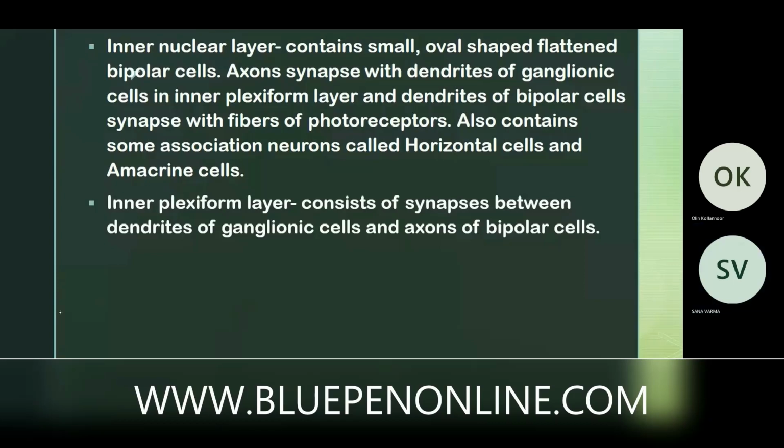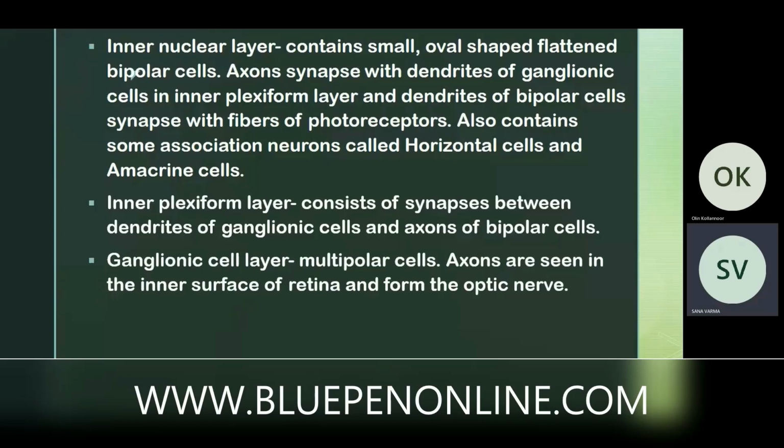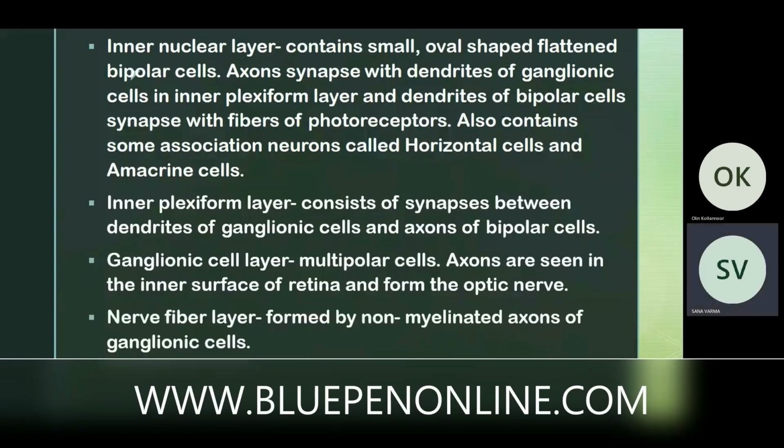Then next comes the ganglionic cell layer. They contain multipolar neurons, lots of multipolar neurons, and the axons are seen in the inner surface of the retina, and they form the optic nerve. So it is actually the axons of ganglionic cells that form the optic nerve. And then comes the nerve fiber layer formed by non-myelinated axons of ganglionic cells.